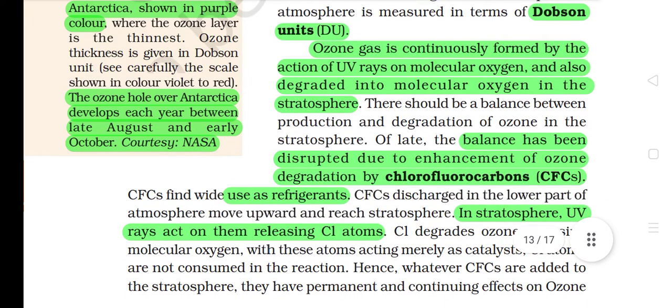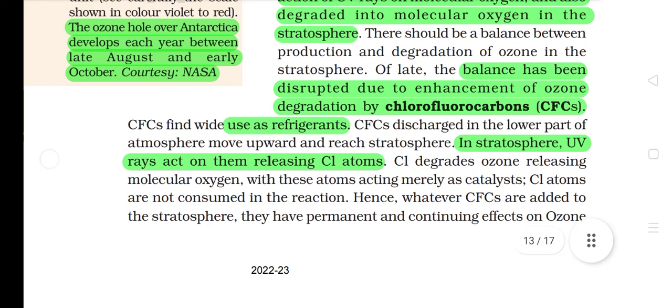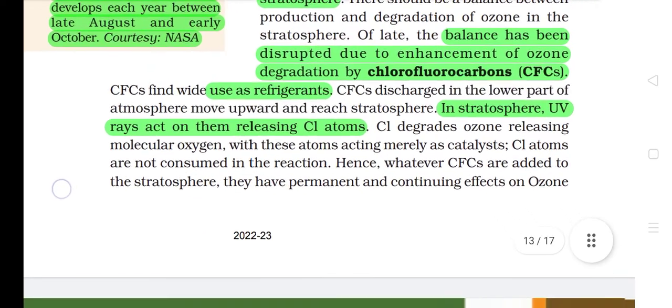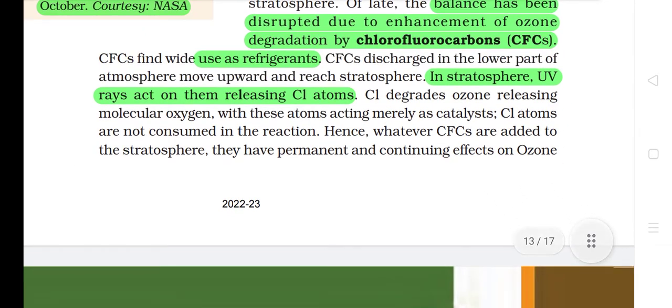Ozone gas is continuously formed by the action of UV rays on molecular oxygen and also degraded into molecular oxygen in the stratosphere. There should be a balance between production and degradation of ozone in the stratosphere. Of late, the balance has been disrupted due to enhancement of ozone degradation by chlorofluorocarbons (CFCs). CFCs find wide use as refrigerants.